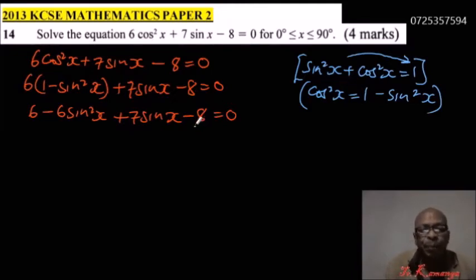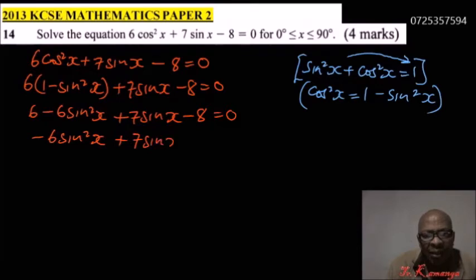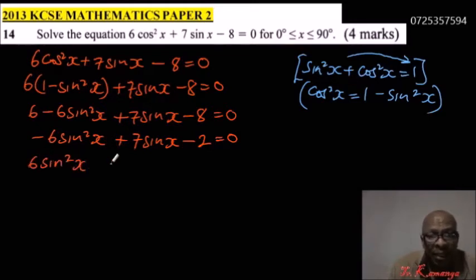Once you do that, we have minus 6 sine squared x, plus 7 sine x, 6 minus 8 is minus 2, equals 0. So that we get rid of this minus sign here, so that our equation looks better, we take everything across the equal sign. So this will be positive: 6 sine squared x; plus 7 sine x crosses the equal sign and becomes minus 7 sine x; minus 2 crosses and becomes positive 2, equals 0.